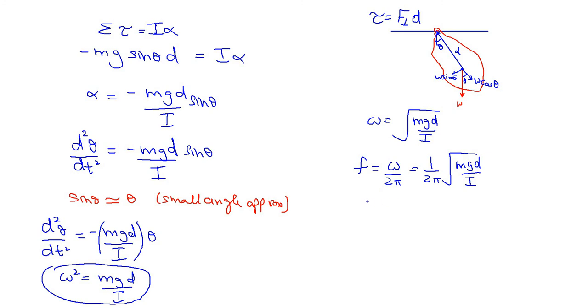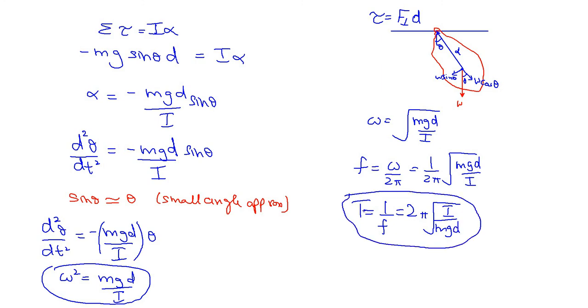And the time period is 1 over frequency, so that gives you 2 pi times the square root of I divided by mgd. So that's the equation for the time period, and again I is the moment of inertia of the object around that pivot point.